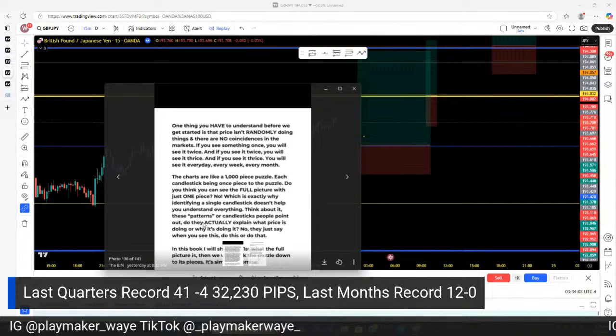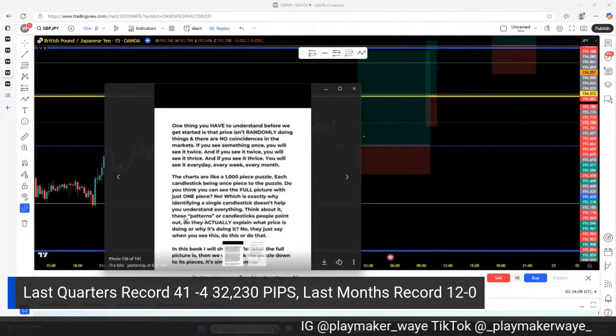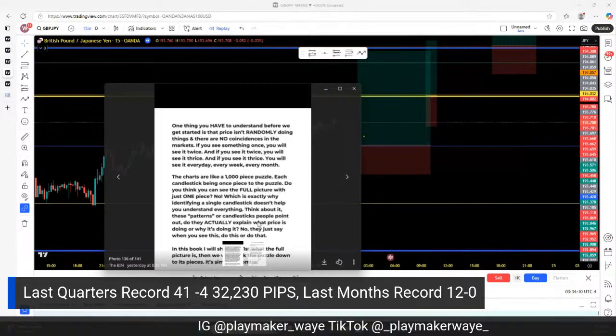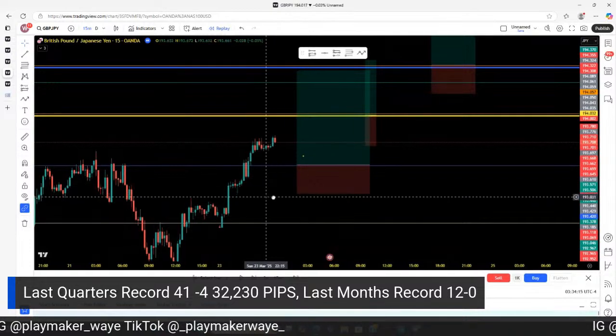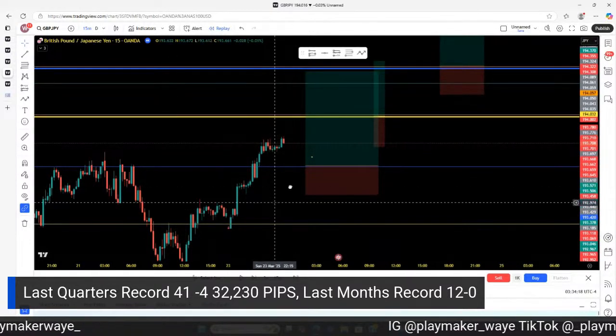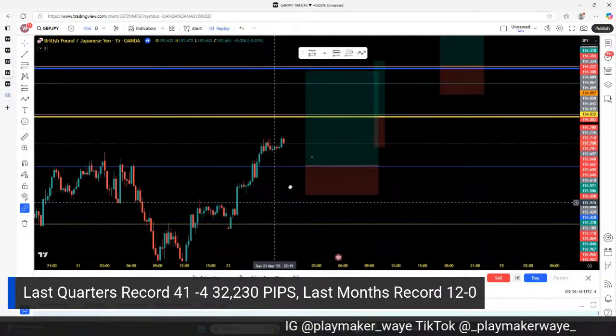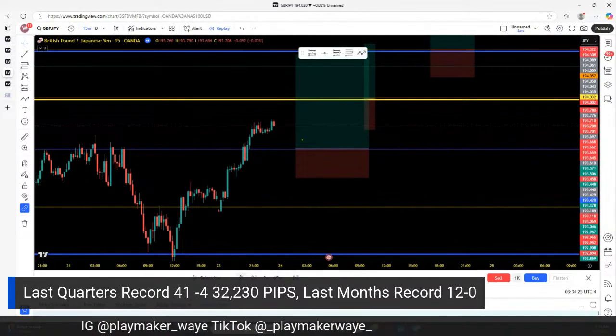All right, think about it. These patterns or candlesticks people point out, do they actually explain what price is doing or why it's doing it? No, they just say when you see this, do this or do that. Okay, I'm about to show you right now, and we see this happen all the time on the lives. You be in the live streams, right? So again, we're clearly in an uptrend right here. There's no doubt or debate that we see clear higher highs and bullish momentum, right? So let's hit the play button.